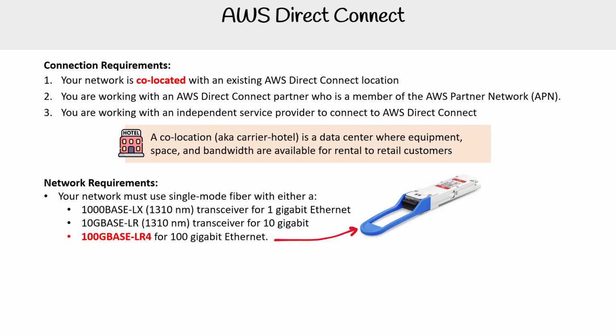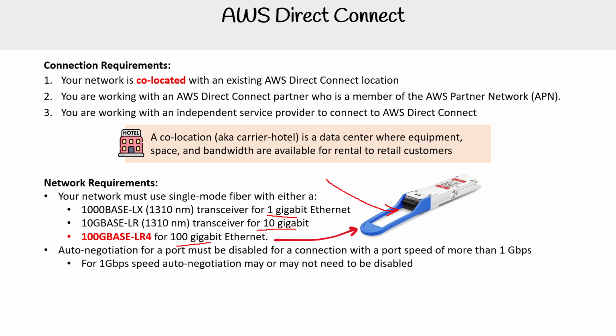We have network requirements. This is going to be dependent on how much throughput you need, but you'll see we have 1 gigabit, 10 gigabits, and 100 gigabits. And there's this really cool looking thing, and then the cord goes into there. Again, not from an IT networking background, so this all looks like spaghetti to me, but it makes sense in terms of how that would work. The idea is auto-negotiation for a port must be disabled for a connection with a port speed of more than 1 gigabit per second. For 1 gigabit per second speed, auto-negotiate may or may not need to be disabled.